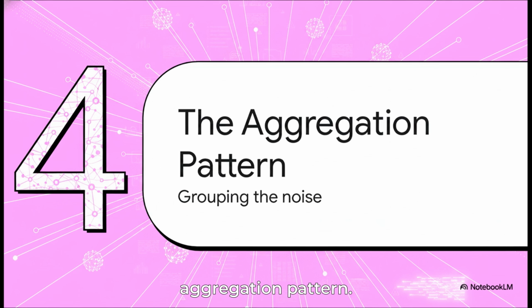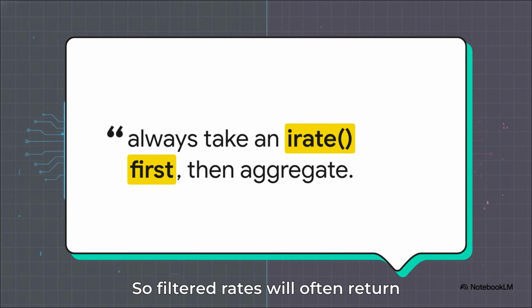Section 4, the aggregation pattern. Let's talk about grouping the noise. So, filtered rates will often return dozens of lines on your screen, literally one for every single pod running your service. We need to aggregate that. But before I show you the exact query, I gotta give you a crucial warning.